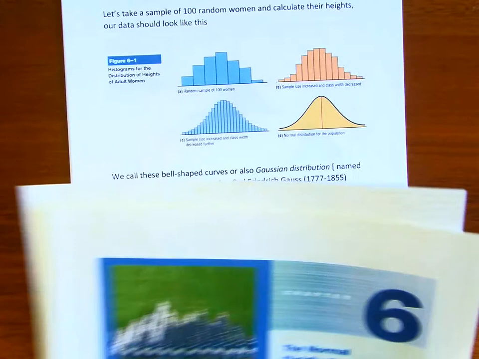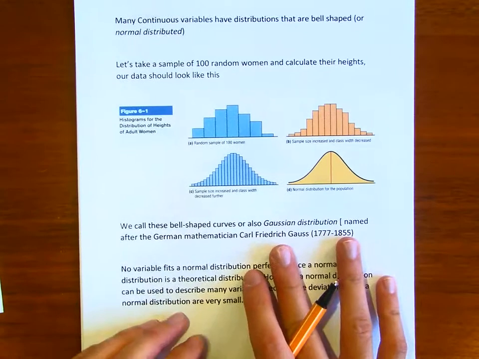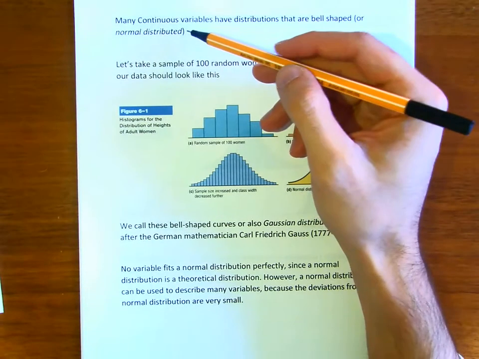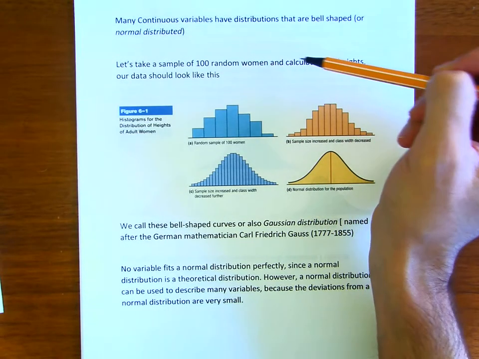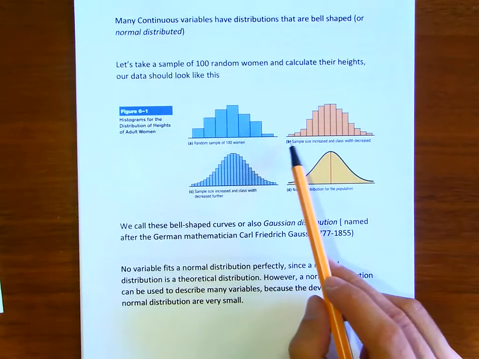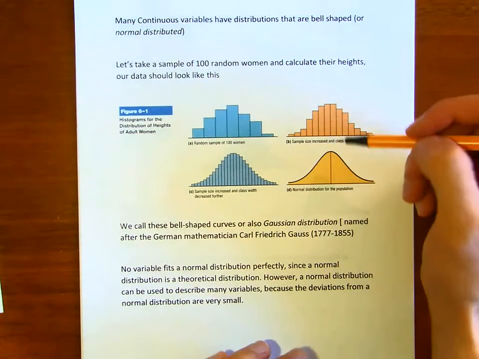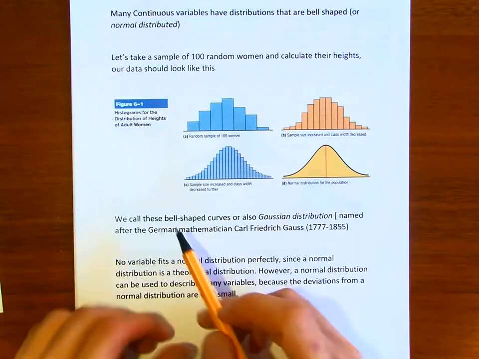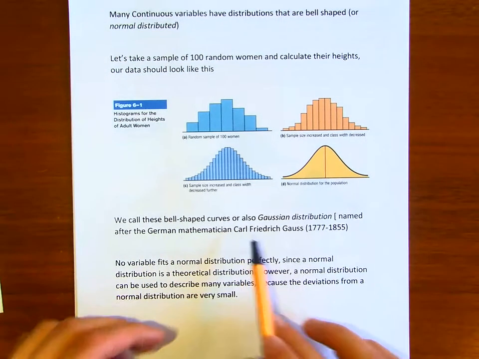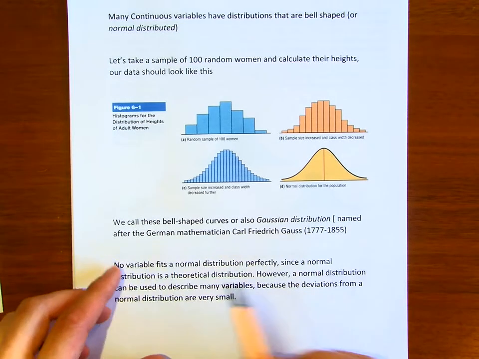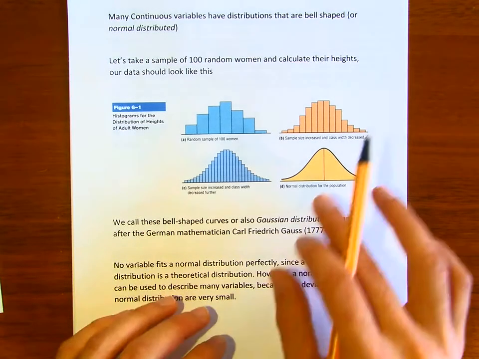When we look at many continuous variables, we have distributions that are bell-shaped or normally distributed. Let's take a sample of 100 random women and calculate their heights. Our data should look like this. This will have a normal distribution where the mean, median, and mode are at the center, and we'll talk about that soon. We call these bell-shaped curves, or Gaussian distributions, named after the German mathematician Carl Friedrich Gauss. So we're going to be talking about these types of normal distributions.